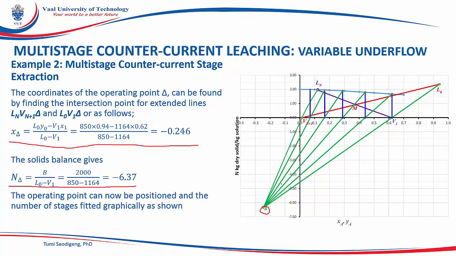Once you have L2, you can find V3 by following this line. Once you find V3, you can find L3. Once you find L3, you can continue again to find V4. Once you find V4, you can find L4. Then you continue to find V5. Once you have found V5, you can find L5.